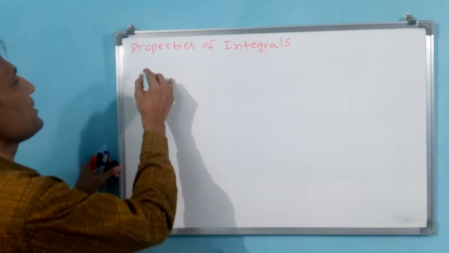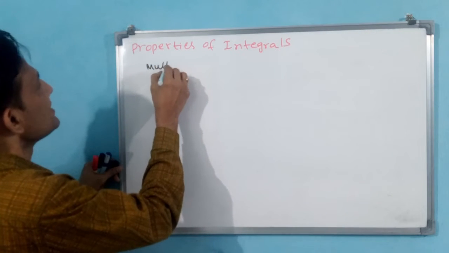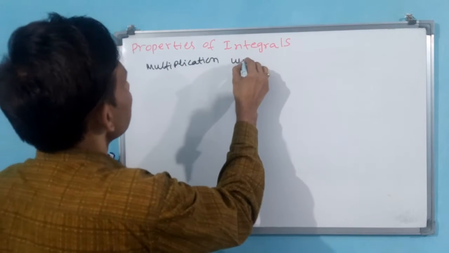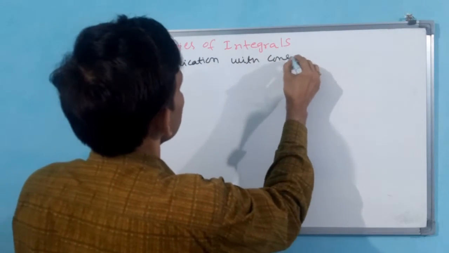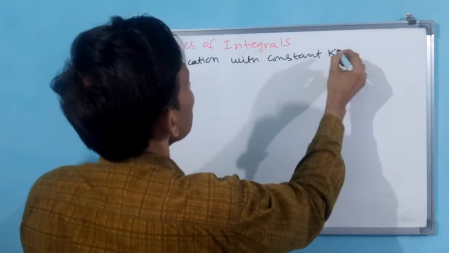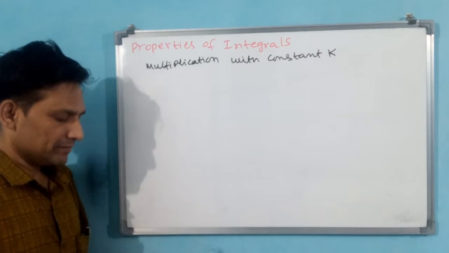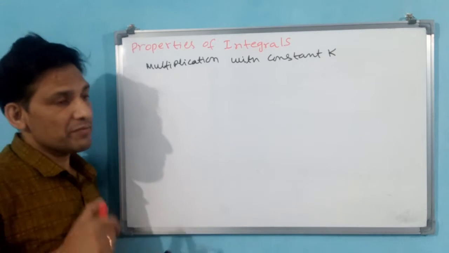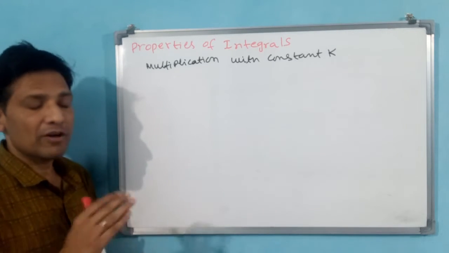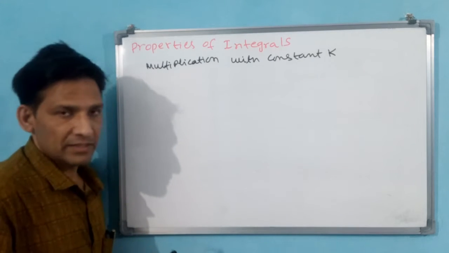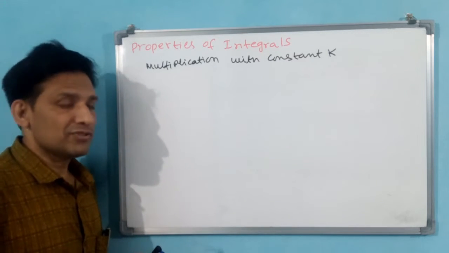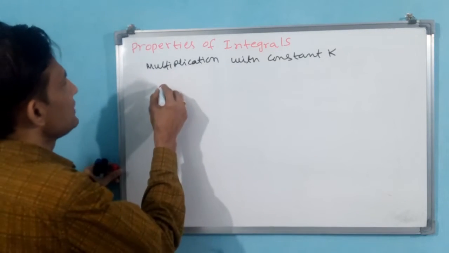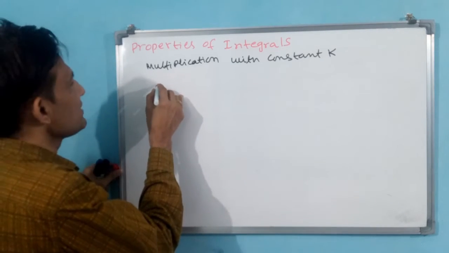So another property is multiplication with constant, say k. Multiplication with constant k, not differentiation of multiplication or differentiation of integration. Differentiation of constant is 0, that we know. Okay, we will see here what multiplication with constant means.